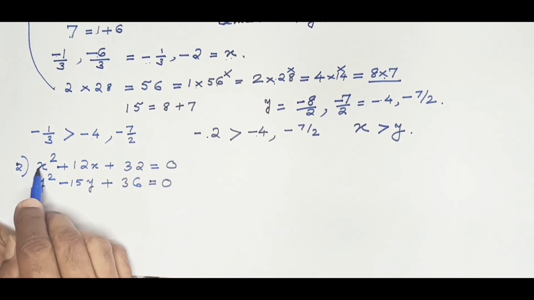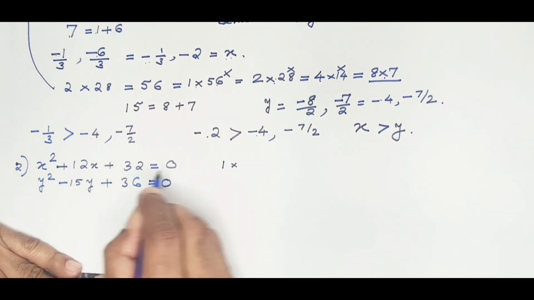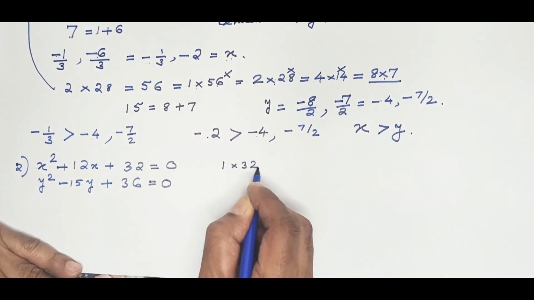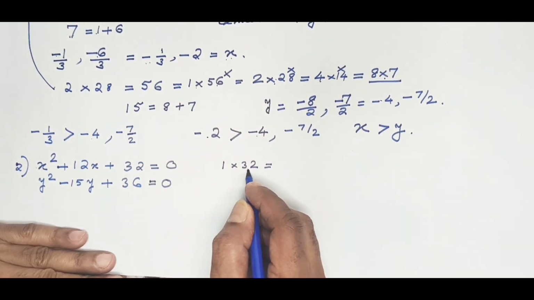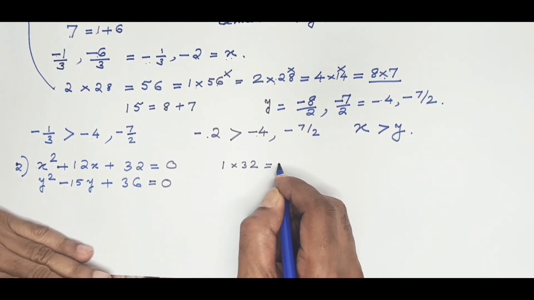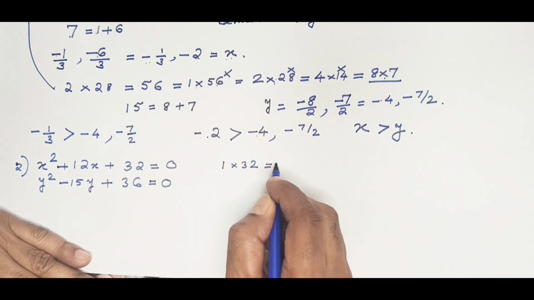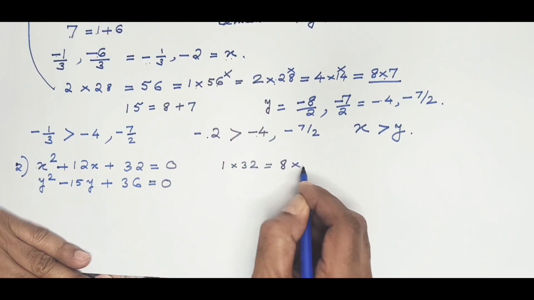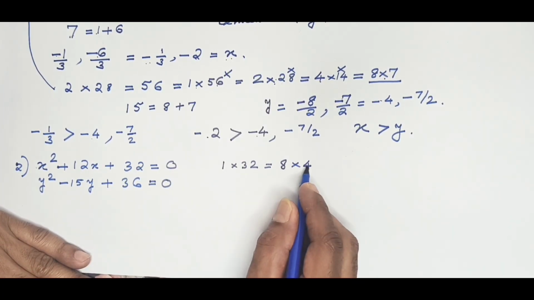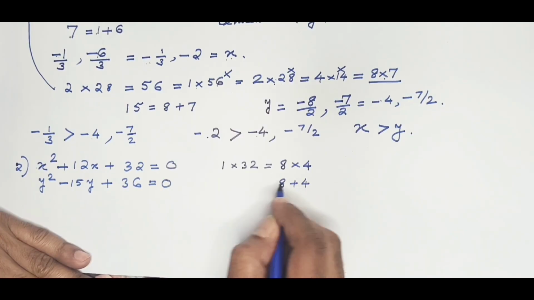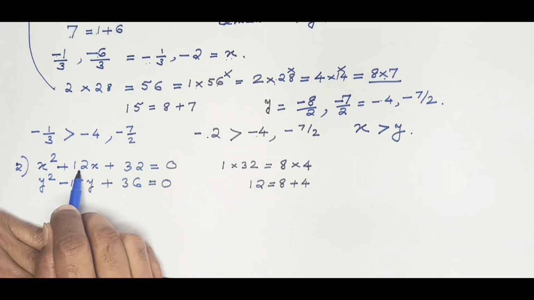So what do you do in the first step? Write the product of the coefficient of x squared, which is 1, and 32. You can just write the constant term, 32. You will split this into two numbers. See, 32 is a small number and 12 is the other number. So you can easily see that if you factorize 32 into 8 and 4, the sum of these two will be what? 12. And 12 is the coefficient of the middle term.